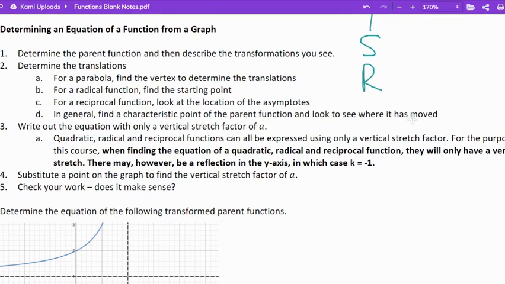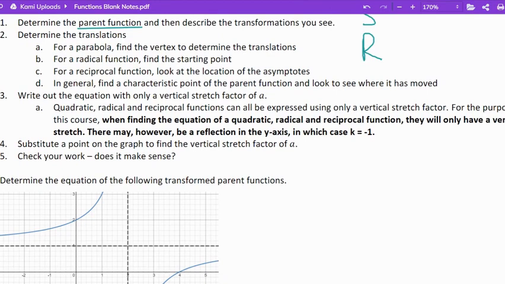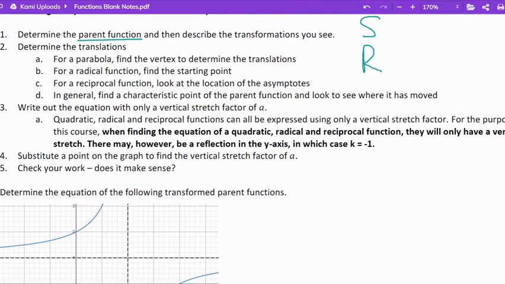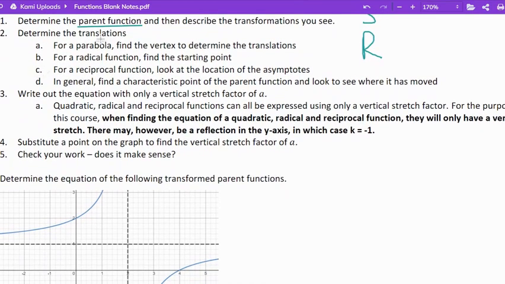So let's see. I've got some steps labeled out for you. Step 1 is determine the parent function. Let's underline that. The first thing you need to do is to figure out what is the parent function of the graph. Step 2 is to figure out the translations. So first we figure out the translations.